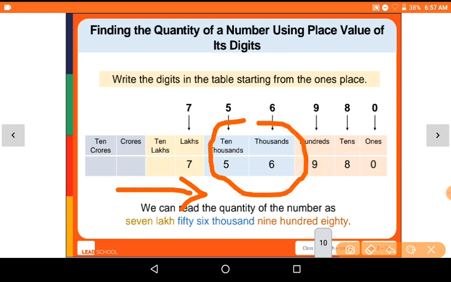So 7,56,000 and again 980. So that is 980. So this is a number we can directly read.